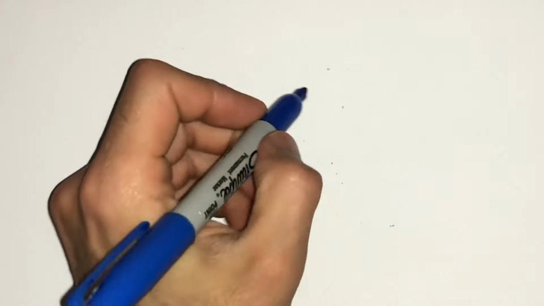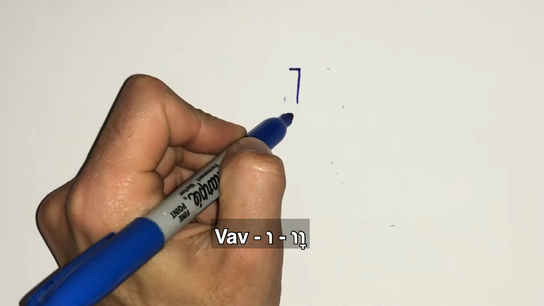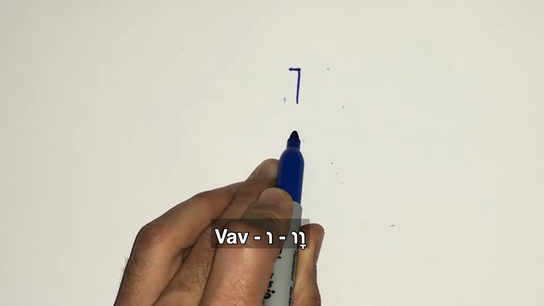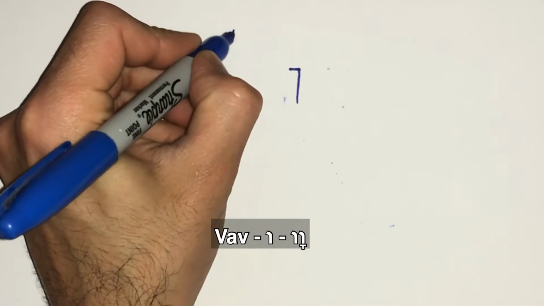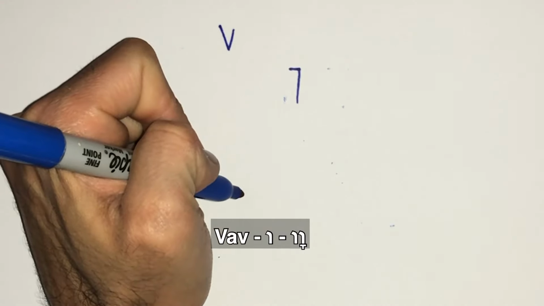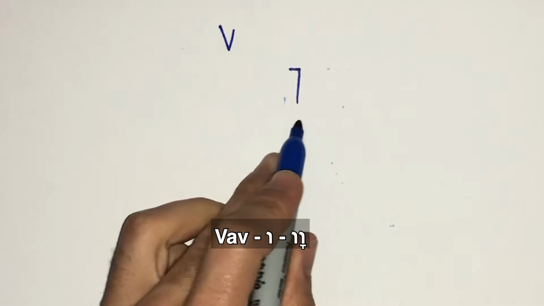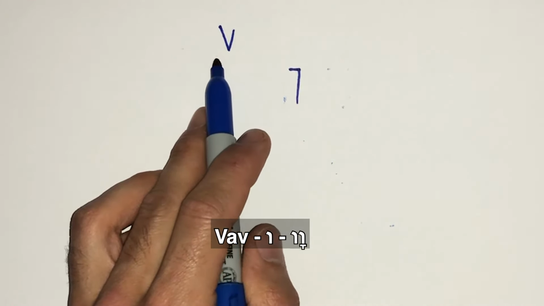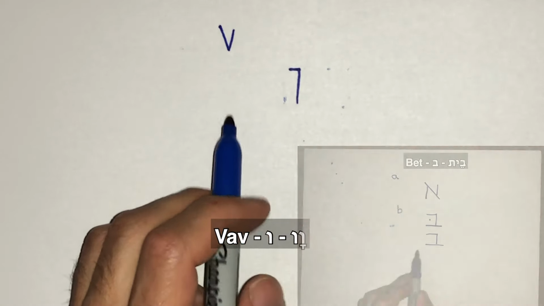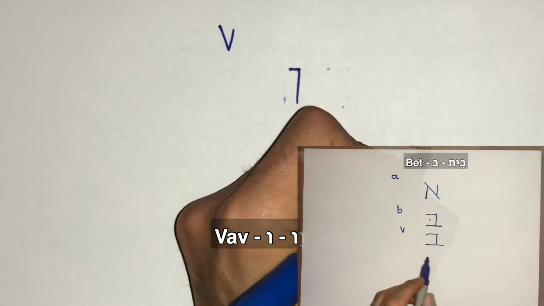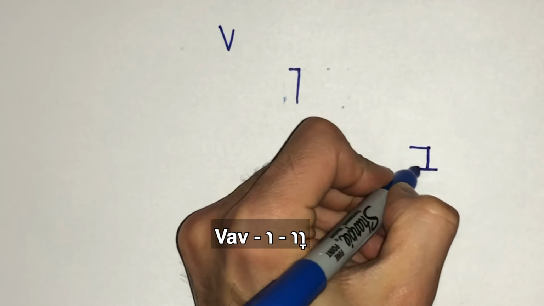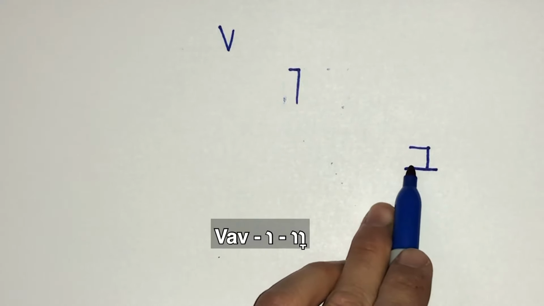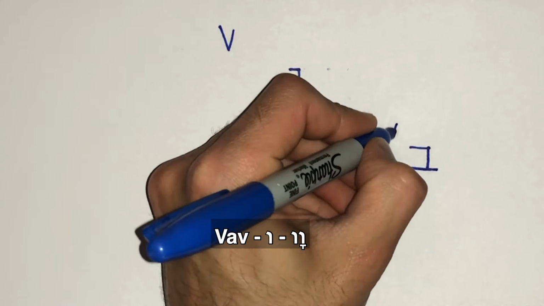The next letter is Vav. This is very easy to write down, like so. The English equivalent is V. Vav. V. As you remember, the letter Bet from the previous lesson, whenever Bet has no dot in it, we read it as Vet, V.